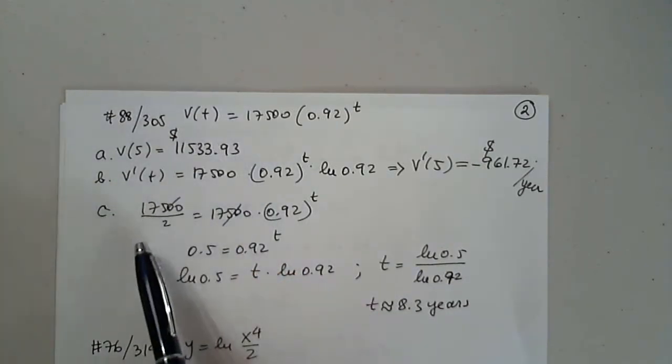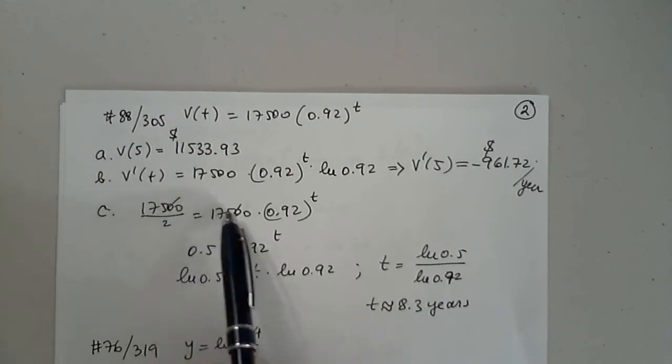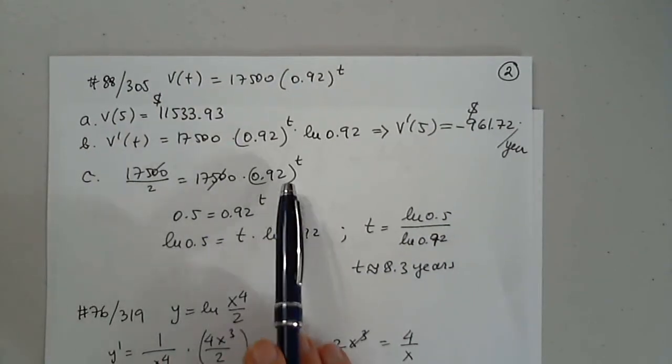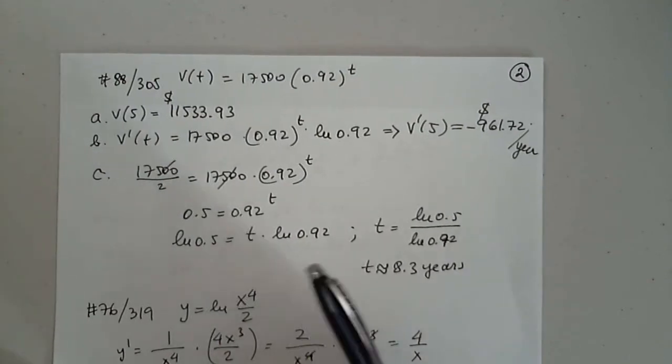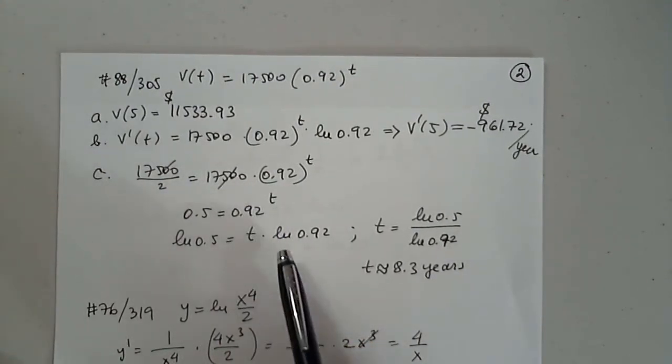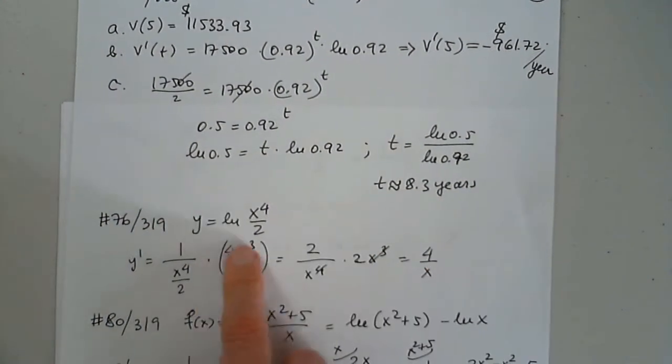Then we were asked when will the initial value be half of it. So I replaced v of t by half of 17,500. I simplified. The left hand side is 0.5, the right hand side is 0.92 raised to t. We apply natural log to both sides. T comes in front, and we divide these two, and we get 8.3 years.